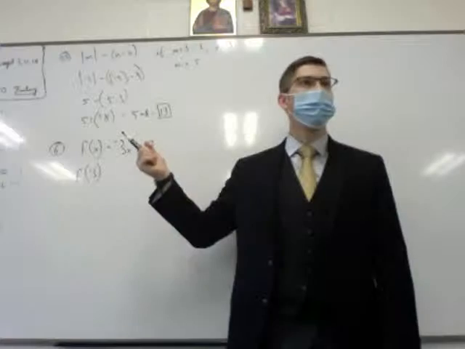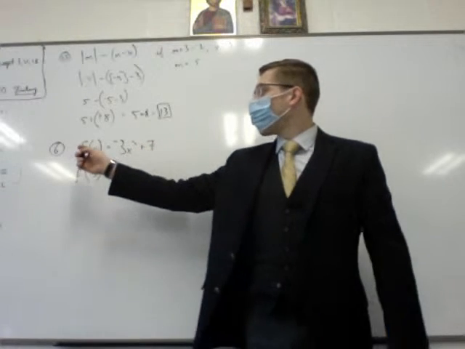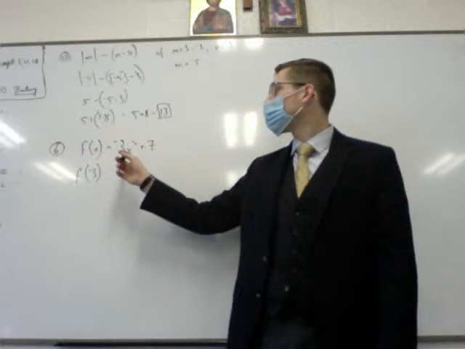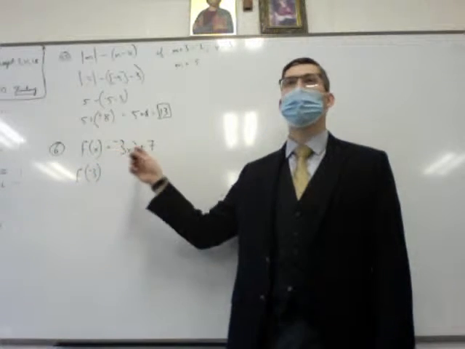What does it mean when we have -3 where x is? Doing the operation f to x, for the purposes of this problem, means to square x, multiply by -3, and then add 7.